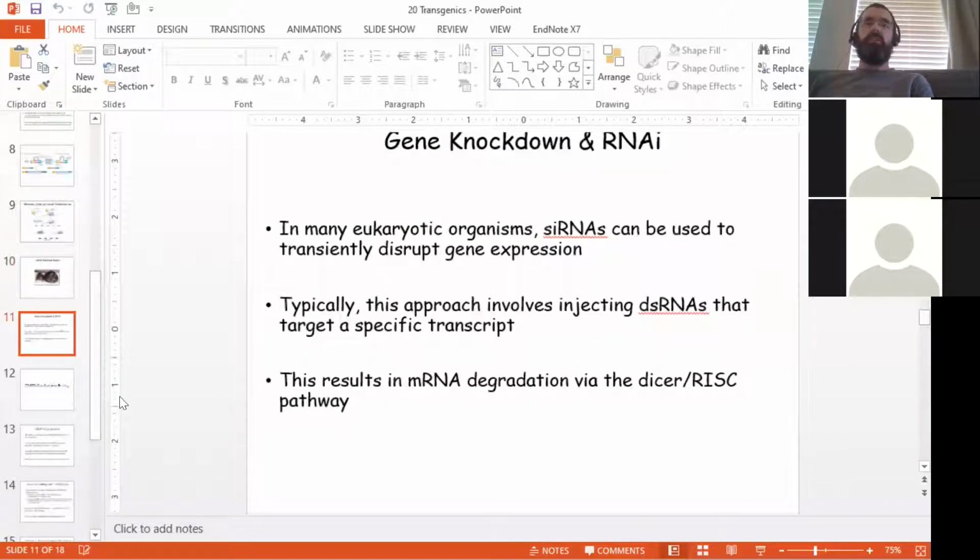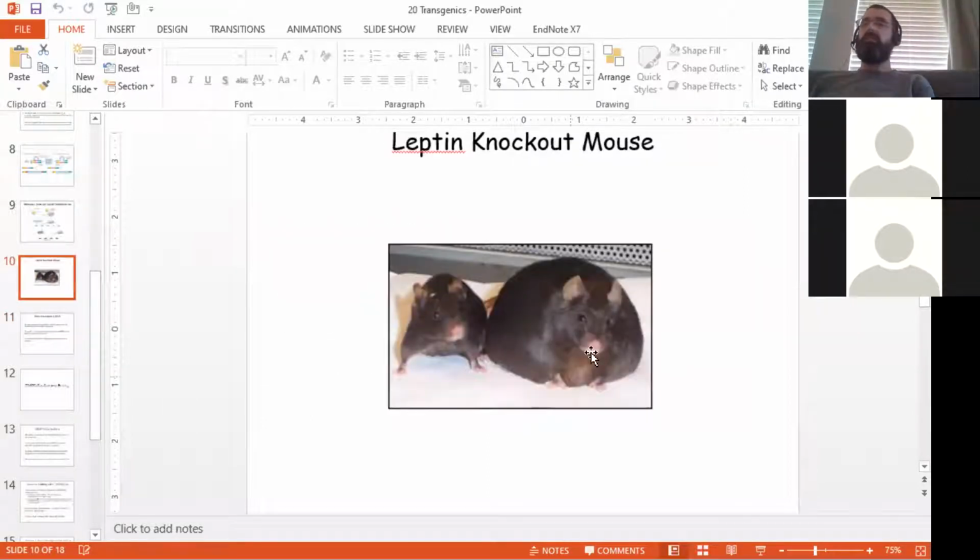Oh, let's talk a little bit about RNA interference first. So sometimes you don't want to do that permanently, right? So in this case, this animal survives to adulthood, right? Might be a little bit on the chunky side, but it's not a gene which results in death of that organism or developmental issues that prevent it from getting to reproductive age.